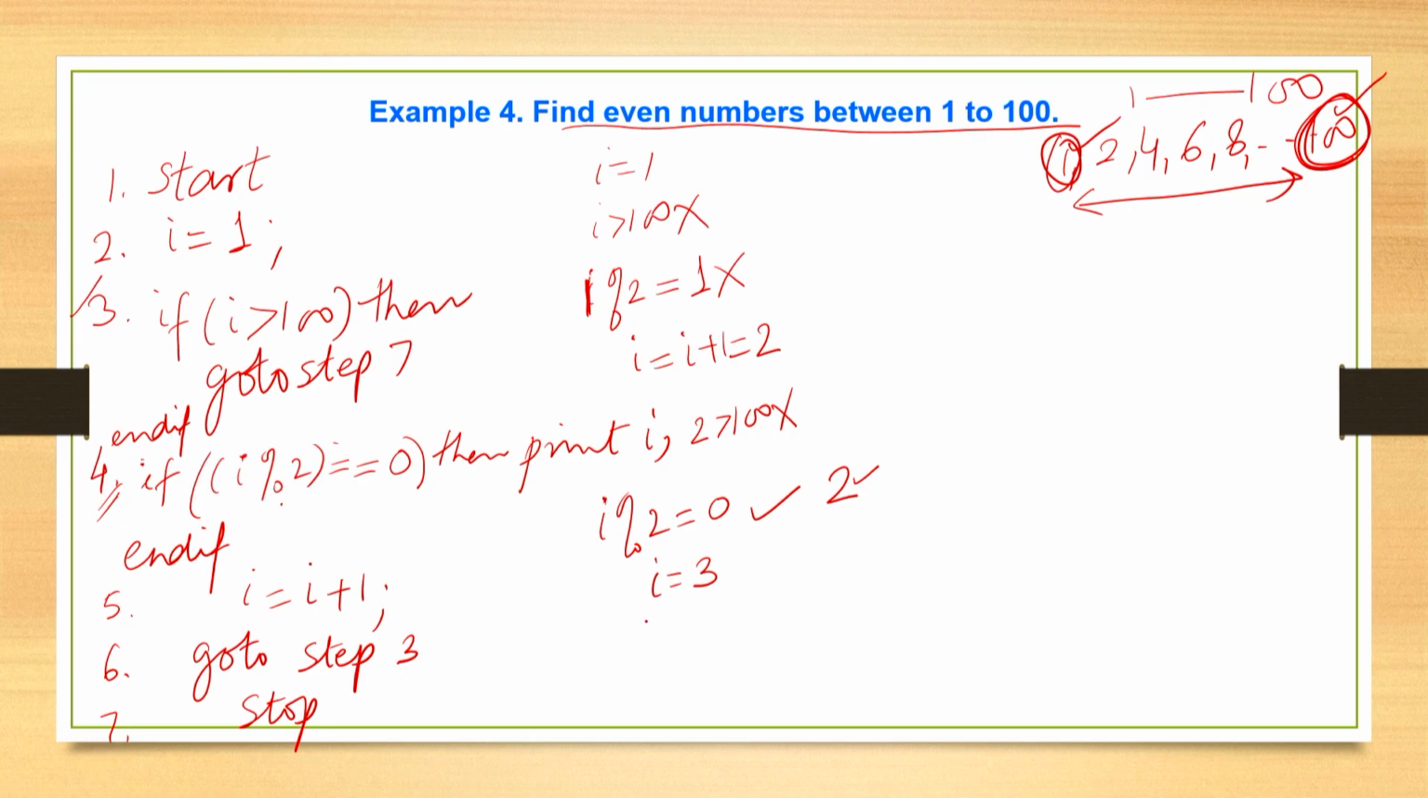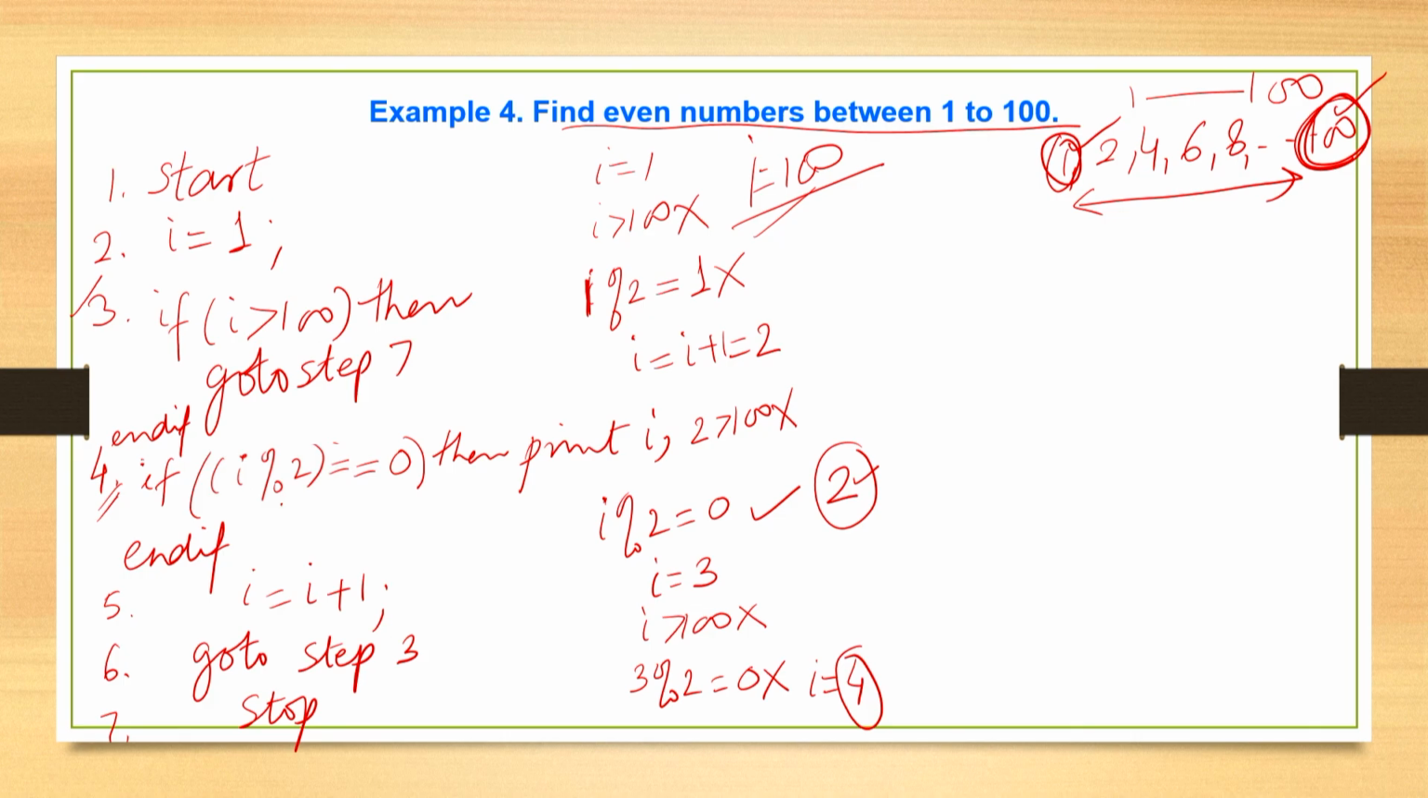Then again I have to check if I is greater than 100. No. So I will move to step number 4, which says 3 modulo 2 is equal to 0. No. Then I is incremented by 1. I is equal to 4. Then again I will go to step number 3. So this process repeats till I is equal to 100 to print your even numbers. I hope it's clear to you.